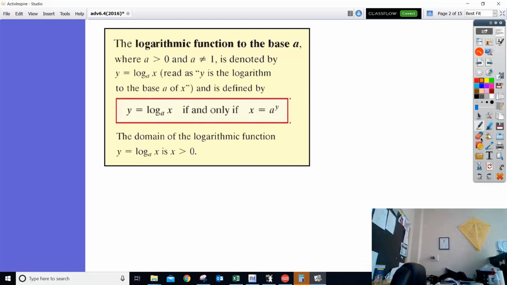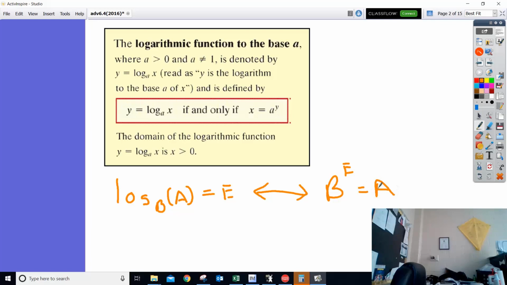So the way you guys were taught, and I'll teach it again this year, is that a logarithm, base b, argument a, equal to e, has an equivalent inverse of a base raised to that e, that base to that e, equal to the argument of the logarithm. Oh, log is base.